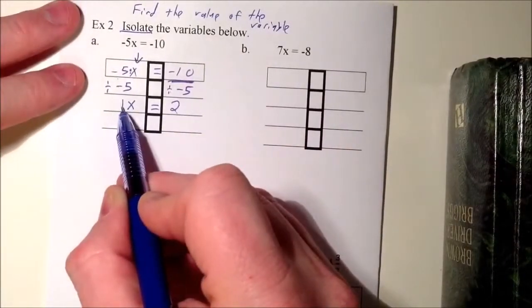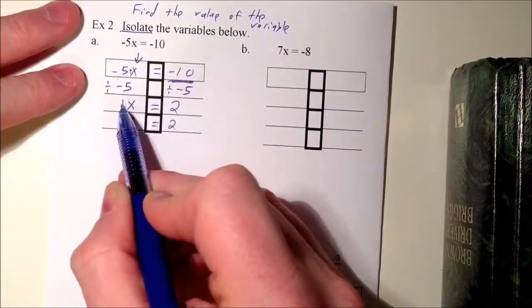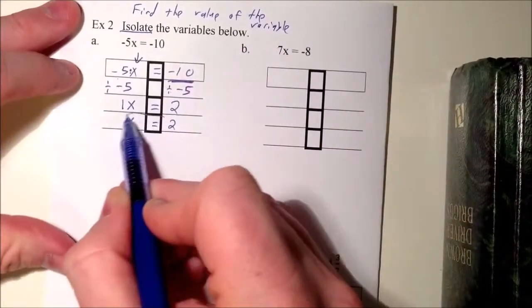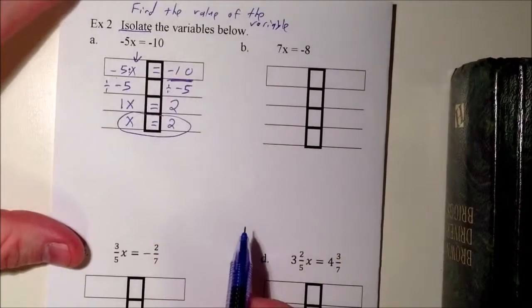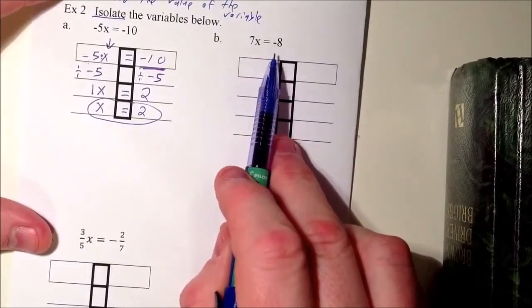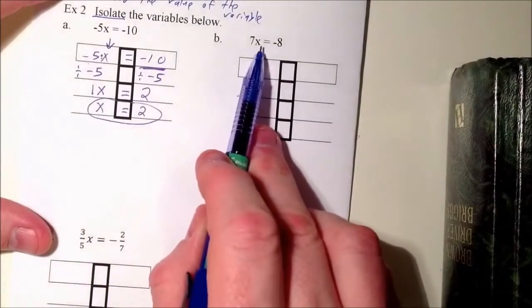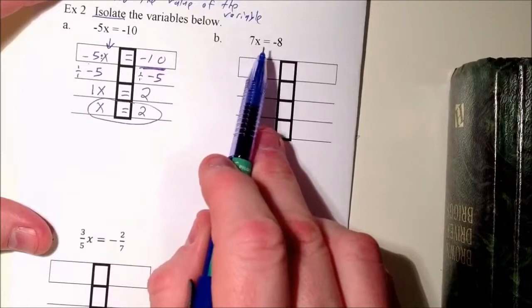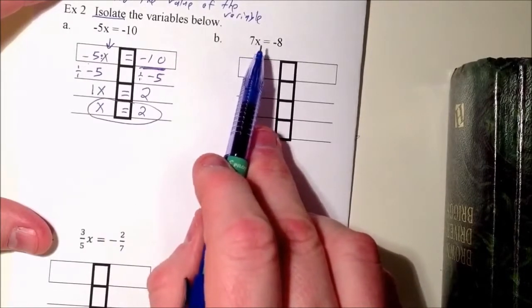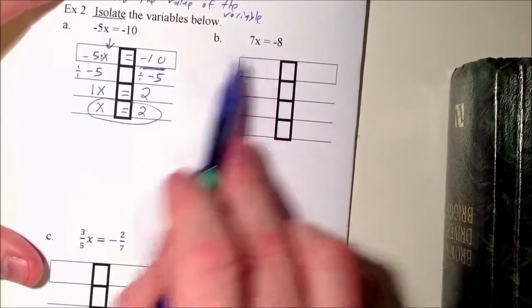So now I say, okay, what's 1 times x? Oh, that's just x. So that's 2, because anything times 1 is itself. And that's my answer. X equals 2. Don't go fancy here. Here it works out easy. It's 2. Over here it's not going to be as pretty. But just leave it as a fraction or leave it as a mixed number. Don't go to decimal. Just stay with easy. Sometimes fractions are okay.